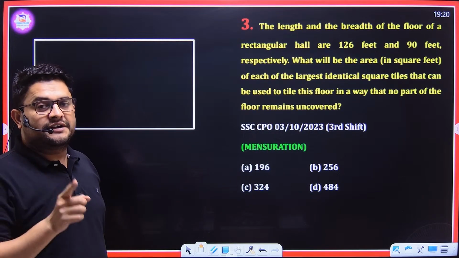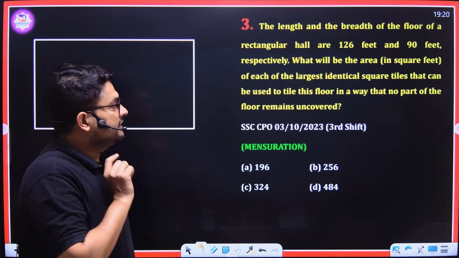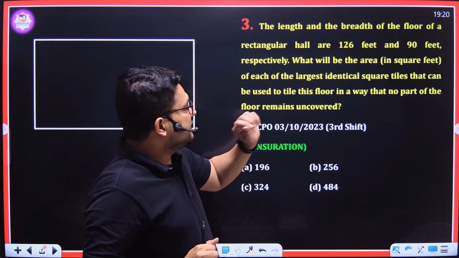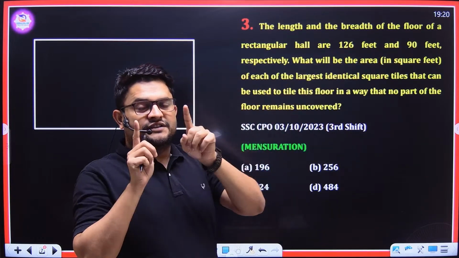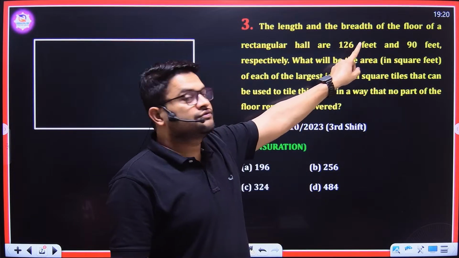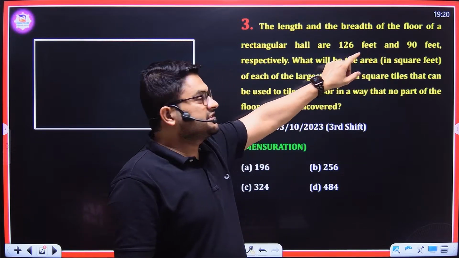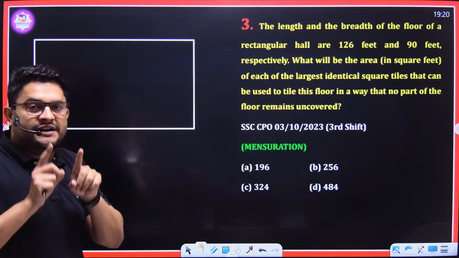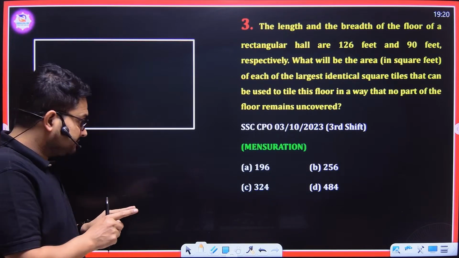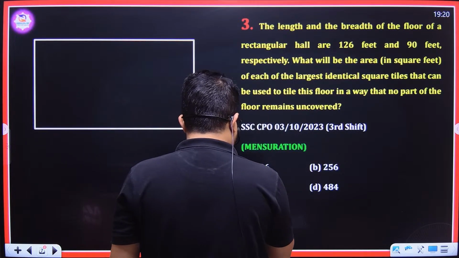I have to fit the largest tile. If the examiner asks for the largest tile, it means he is asking for the HCF of these two numbers, because the number which can divide both and is the largest is the HCF of these numbers. The HCF of these two numbers is 18. It means 18 is the side of that largest square tile, and you have to tell the area of that tile. The area of 18 is equal to 324. So 324 is the answer of this question.